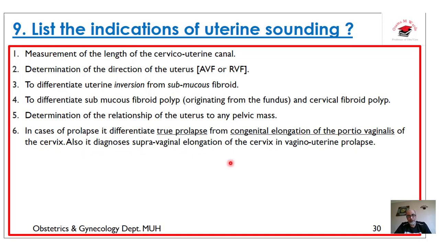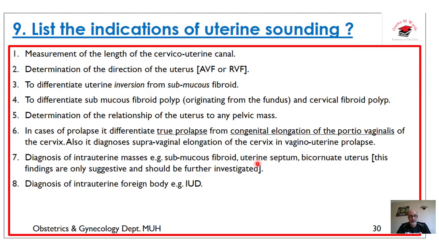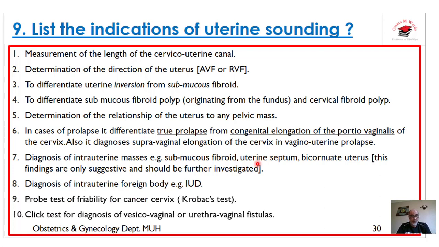Also, it diagnoses supravaginal elongation of the cervix in vaginouterine prolapse. Diagnosis of intrauterine masses, submucous fibroids, uterine septum, bicornuate uterus. These findings are only suggested, but should require further investigation for confirmation of diagnosis. Diagnosis of intrauterine foreign bodies such as IUD, and probe tests of variability for cases of cancer cervix. There are also tests called the Kropak test and the Click test for diagnosis of urethrovaginal, vesicovaginal and rectovaginal fistulas.